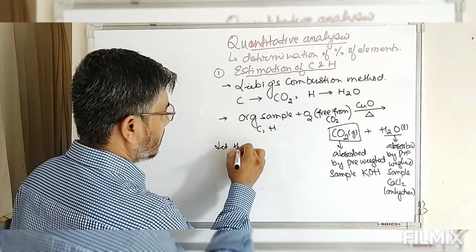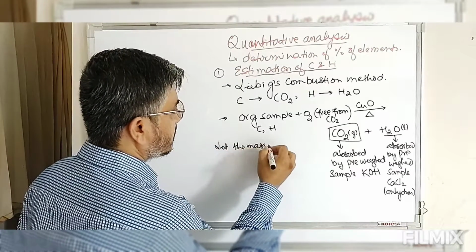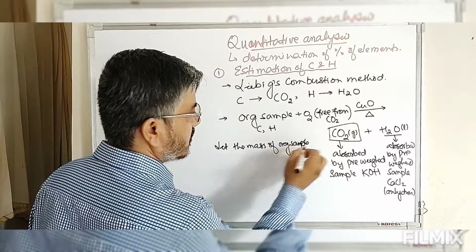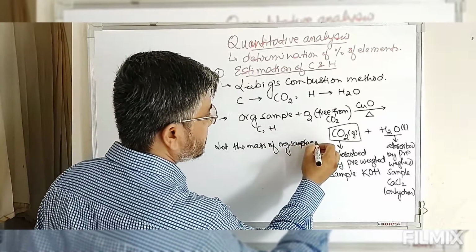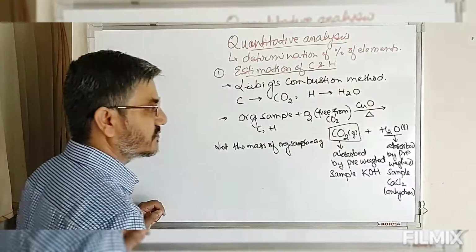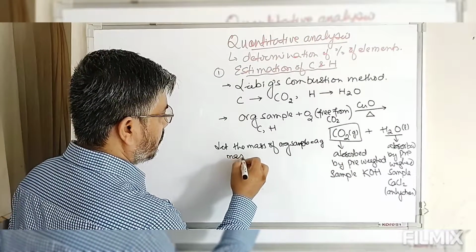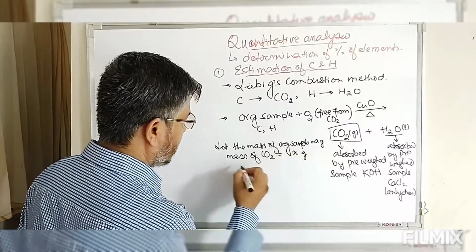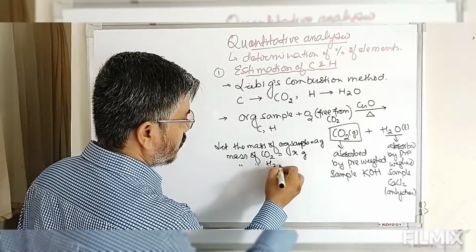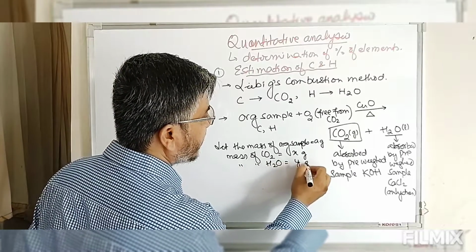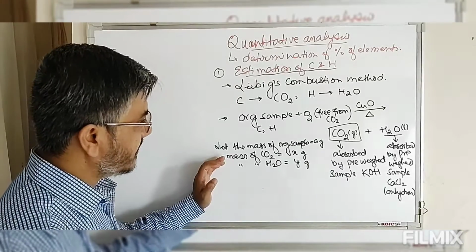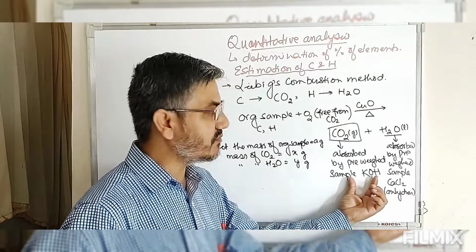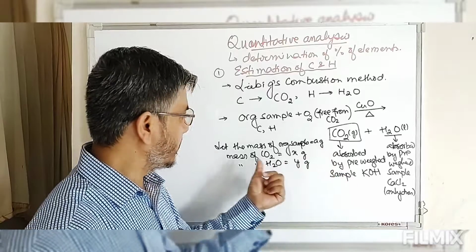Let the mass of the organic sample taken for this experiment be A gram. Then the mass of carbon dioxide formed, let's suppose, is X gram, and the mass of H2O formed is Y gram. So the mass of carbon dioxide is the mass of potassium hydroxide after this experiment minus its initial mass, that is equal to X.